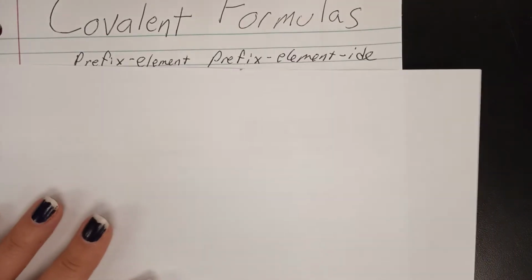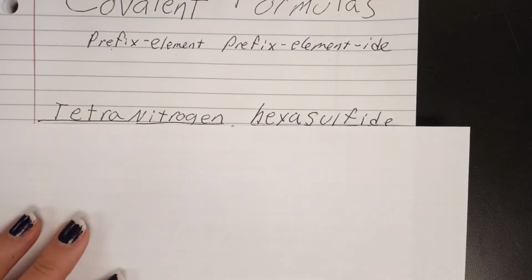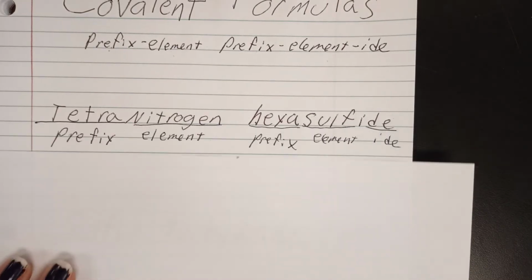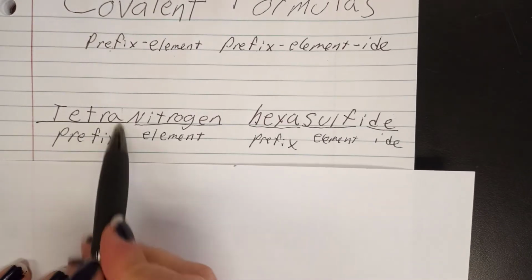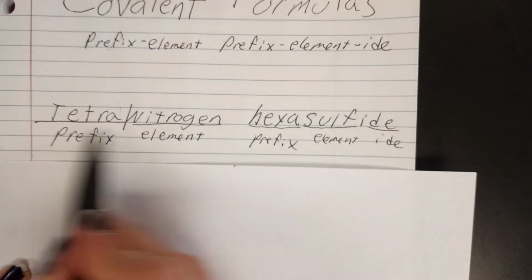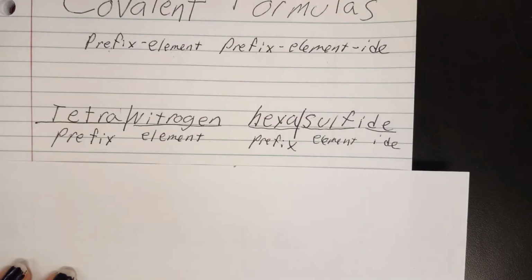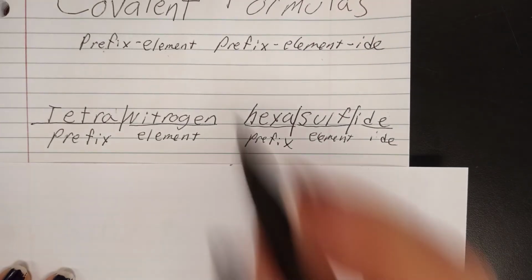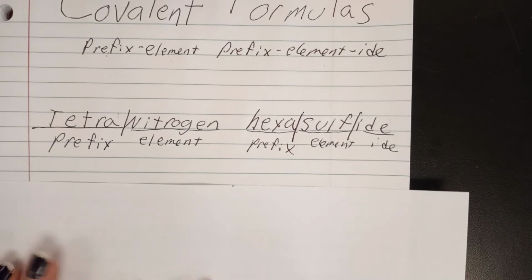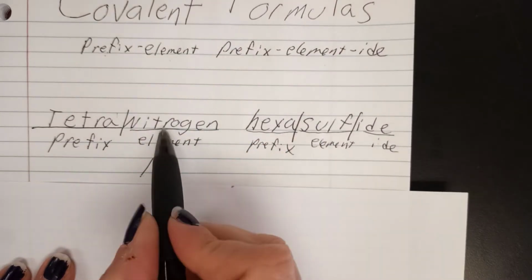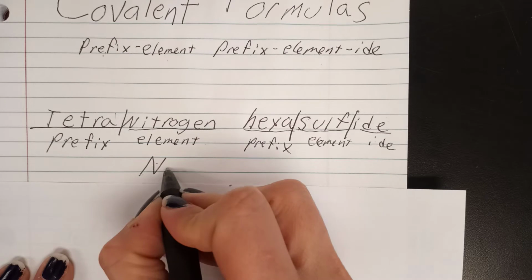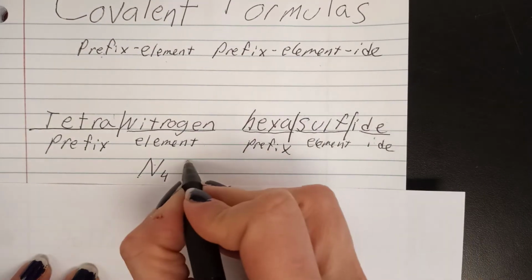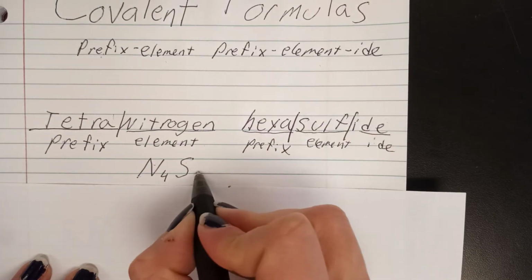Okay, so let's try it. For example, if I had a compound that was named tetranitrogen hexasulfide, I can break that whole thing down into a prefix, an element, another prefix, and most of an element with the suffix IDE. So this compound is going to be nitrogen with 4 atoms, because tetra is 4. And then we'll have the sulf, that's sulfur, and hex means 6.